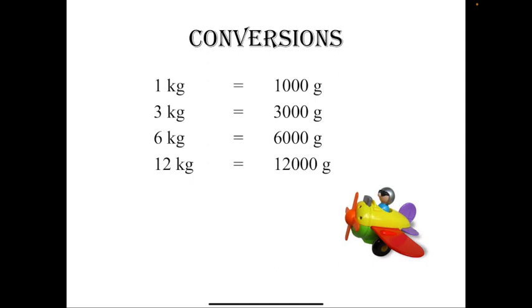Then 6 kilograms is equal to how many grams? 6 kilograms multiplied by 1000 is equal to 6000 grams. 12 kilograms is equal to how many grams? Yes, 12 multiplied by 1000 is equal to 12,000 grams. Now if I ask you what 7 kilograms is equal to in grams? It's very easy. You will multiply 7 by 1000 and you will get 7000 grams. Okay children?